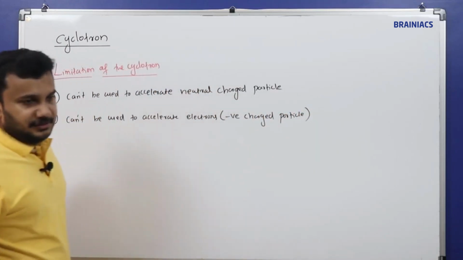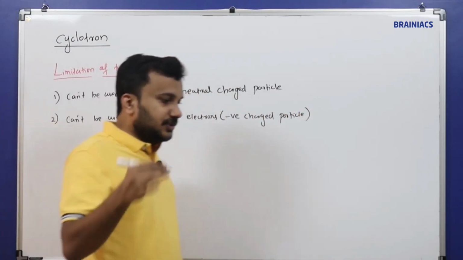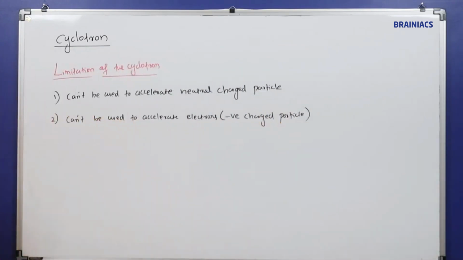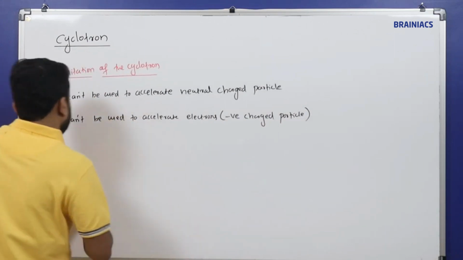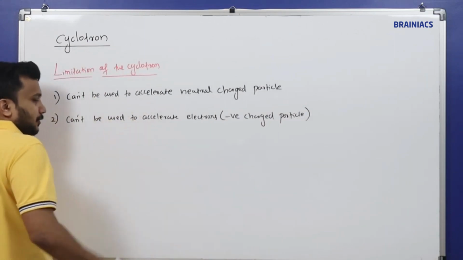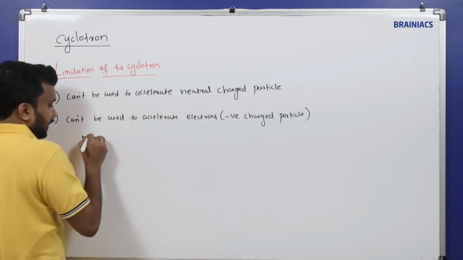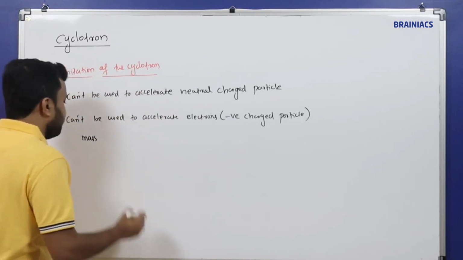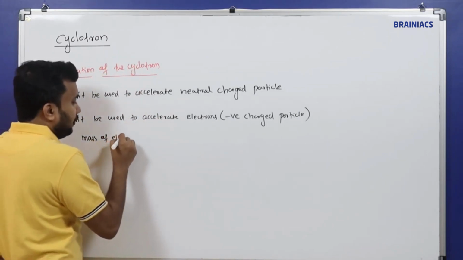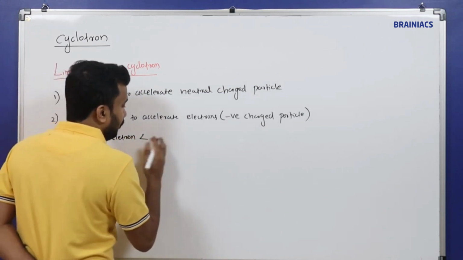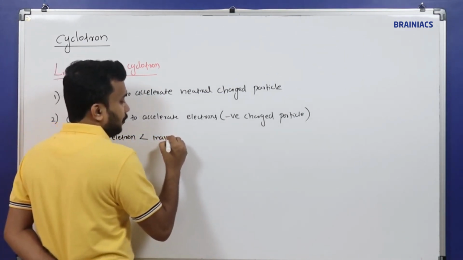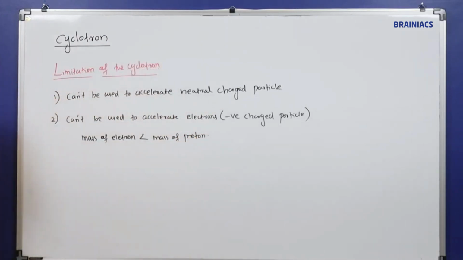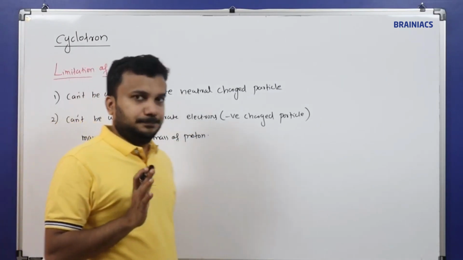I will tell you the reason why we can't use electrons within the cyclotron. The reason is quite simple. Listen very carefully; it's a bit tricky, and at the same time very conceptual. The mass of an electron is less than that of the positively charged particle, the proton. Are you agreed with me? Mass of electron is less than the mass of proton.